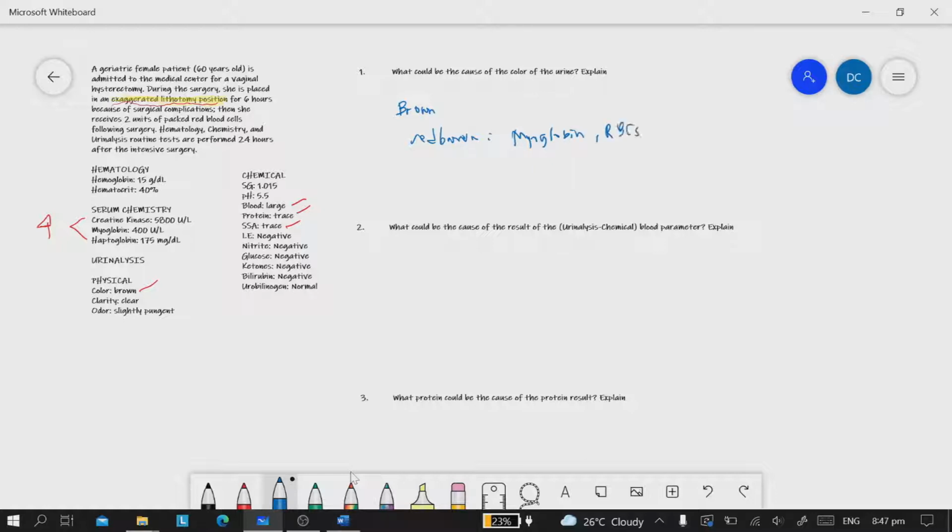RBCs oxidized to methemoglobin, and homogentisic acid. So among these 3, what would be the probable cause? We would like to exclude homogentisic acid since this is present in alkaptonuria and this has nothing to do with the case or the scenario.